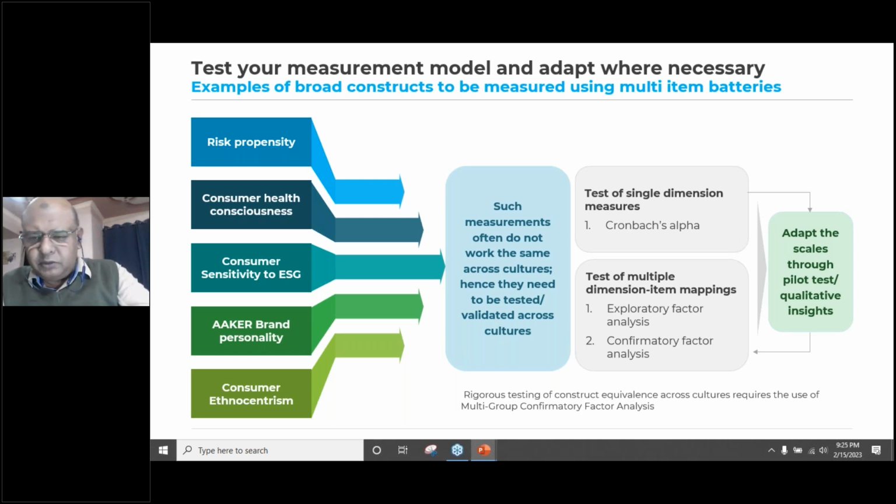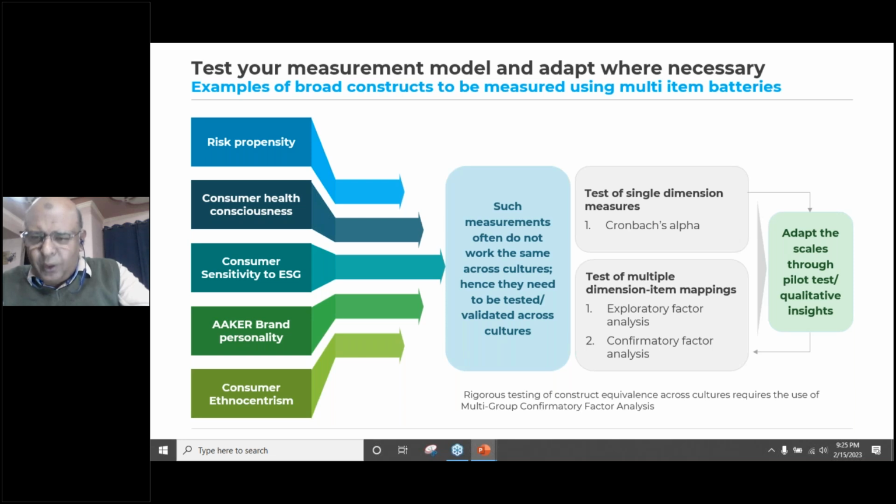There are ways of detecting it. We do not want to go deeply into that, but usually, for multi-item scales, we will look at exploratory factor analysis and confirmatory factor analysis. And for single-construct scales, we will look at Cronbach's alpha to see whether all those items hang together and are indeed measuring one thing instead of many.